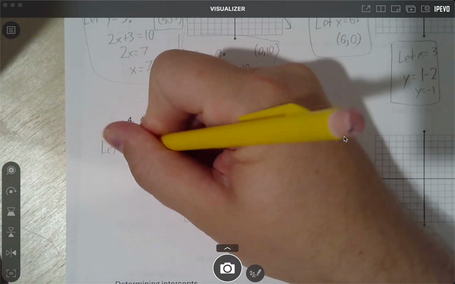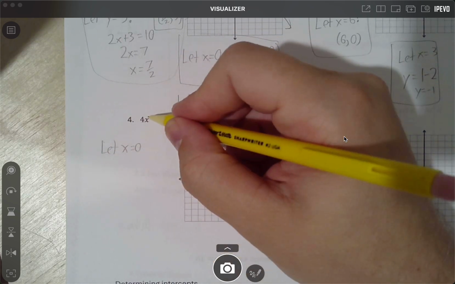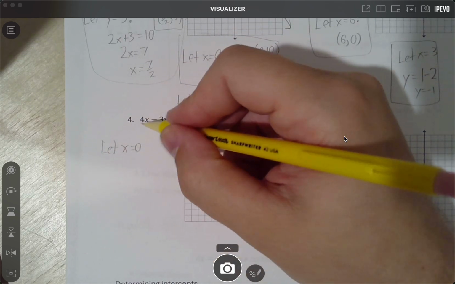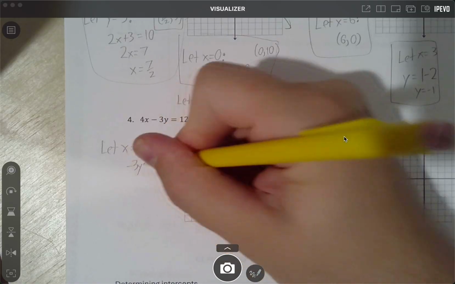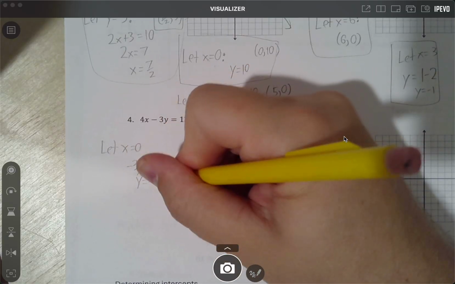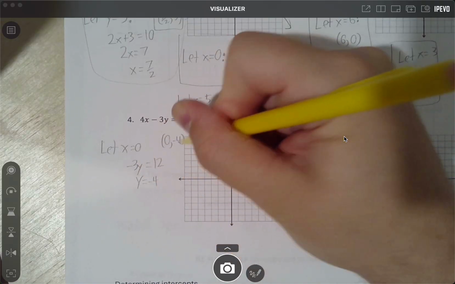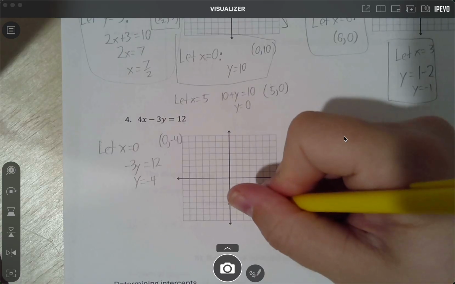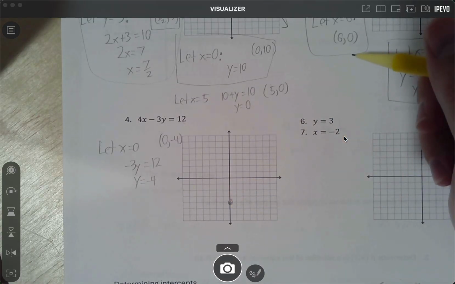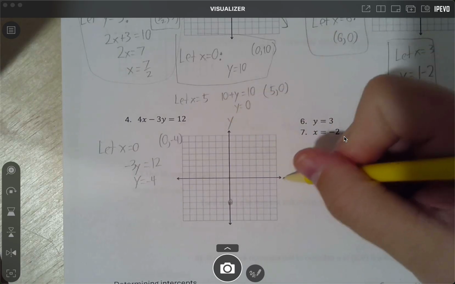So let's just say, let's let x equal 0. If I do that, 4x will be 4 times 0. That'll just go away. I'll have negative 3y equals 12. I can divide by negative 3 and I get negative 4. So great, I just found my first point, 0, negative 4. If I graph that, that's right here. That is going to be my y-intercept because it's on the y-axis.